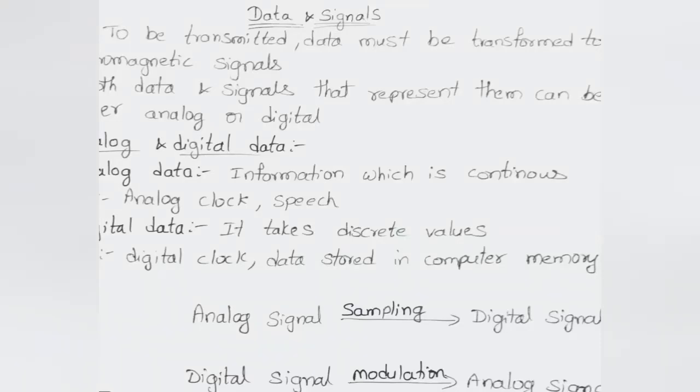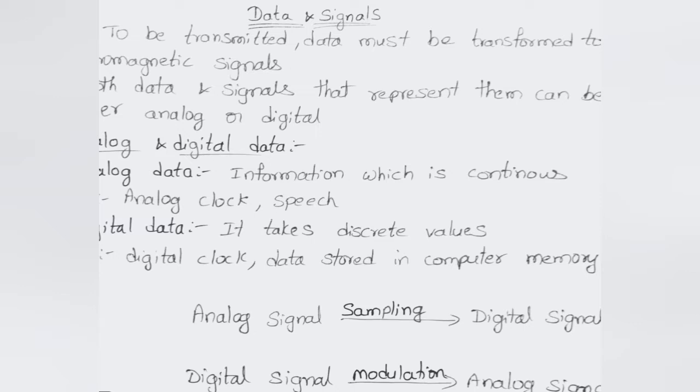In this video, we are going to learn about data and signals in data communications. One of the major functions of the physical layer is to convert the data into the format of transmission signals, right? The data will be in digital format in the computer or any electronic device, and we have to convert that data into signals for transmission from one device to another device.